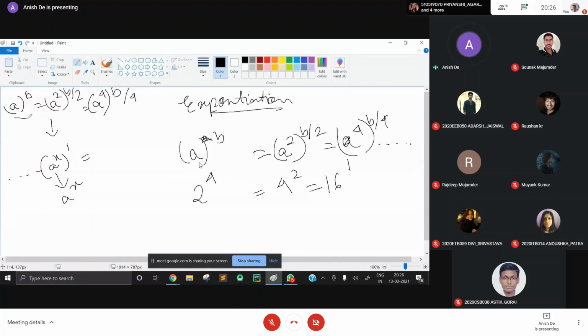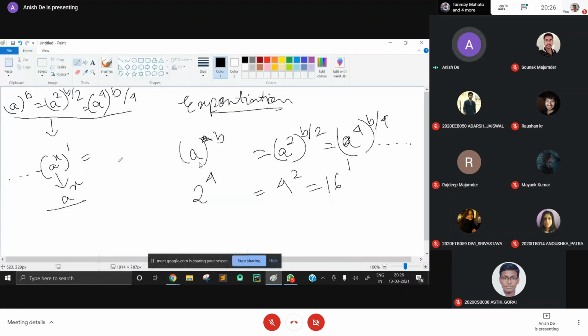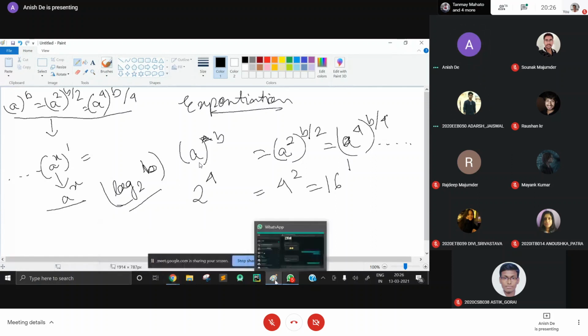Now can anyone tell how many times the loop is running if we do it like this? Log n. Yes, correct. The loop will run log to the base 2 of b times, not n, because it's b, not n. Okay, sorry. Now is it clear? Why is it log 2 b? Should I explain once more why it is log 2 b? Yes, once more.